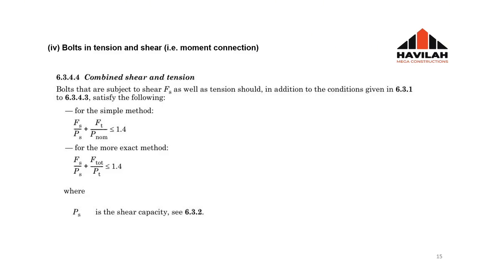So you see these two methods as shown on the screen, and note that PS in this case is the shear capacity. All right, and FS is the shear.